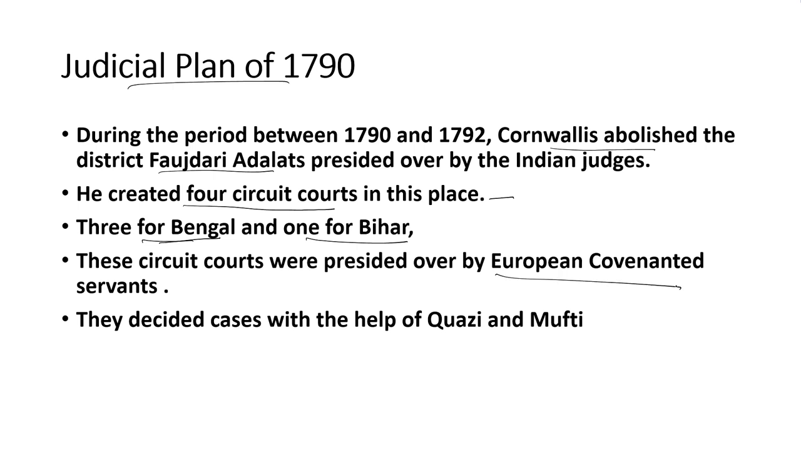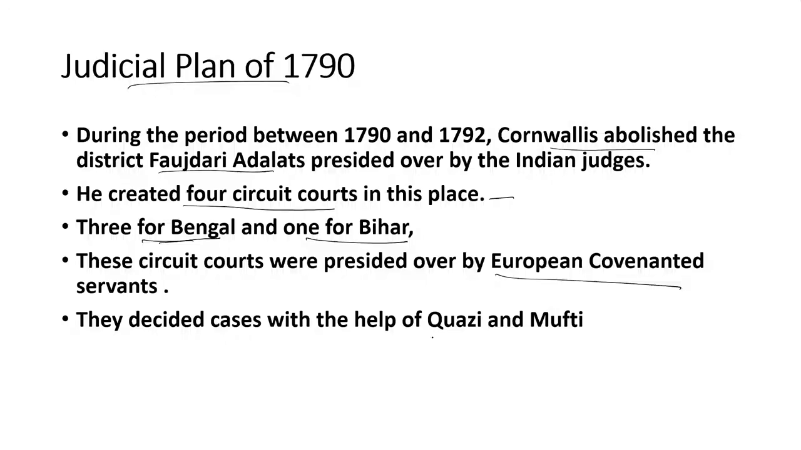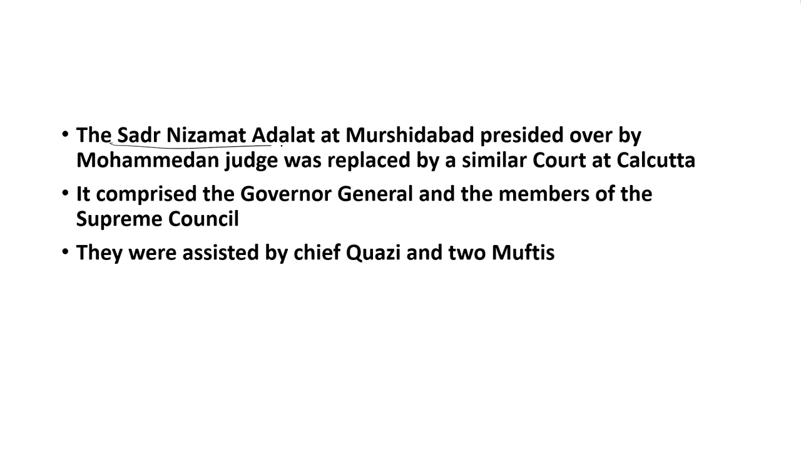These circuit courts were presided over by the covenanted civil servants. These circuit courts, which decided criminal cases, also functioned with the support of the Indian officers Qazi and Mufti. Sadar Nizamat Adalat began to be presided over by the Governor General and the members of the Supreme Council.